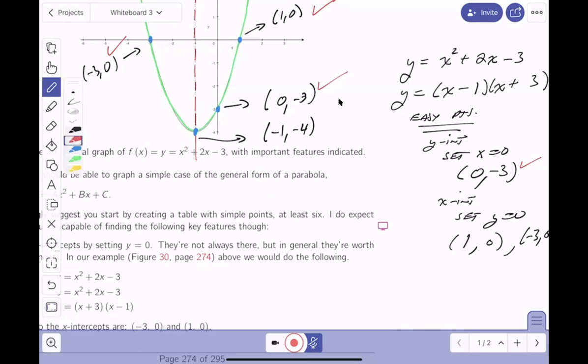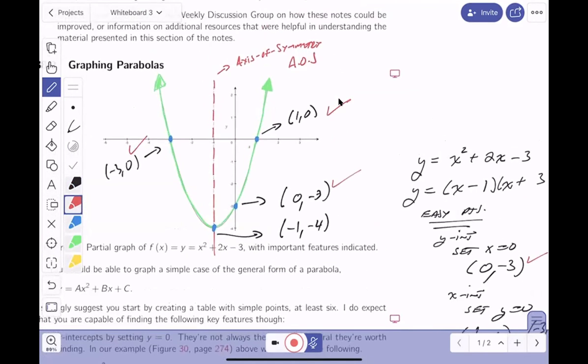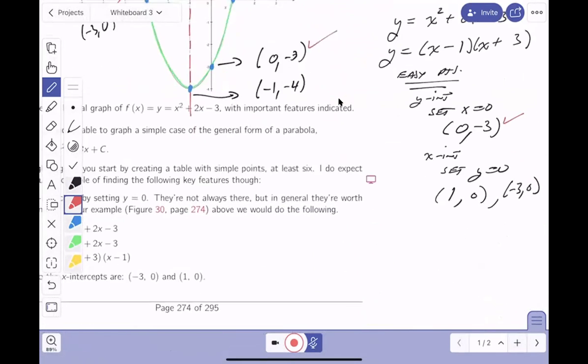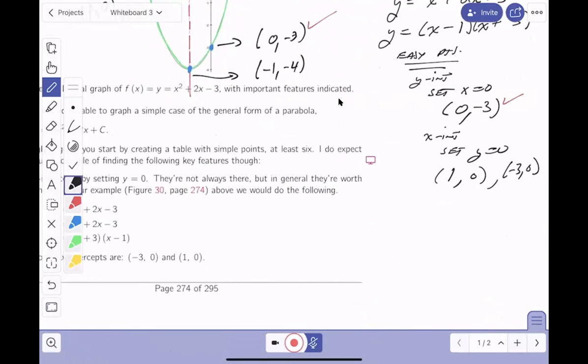I'm going to write that down now for you. So the axis of symmetry is x equals -1. I'm going to write that down over here now. And let me point out what I mean by that. The axis of symmetry is dead center between those x-intercepts. So the axis of symmetry, AOS, has to be x equals -1. Let me point out what I mean by that.